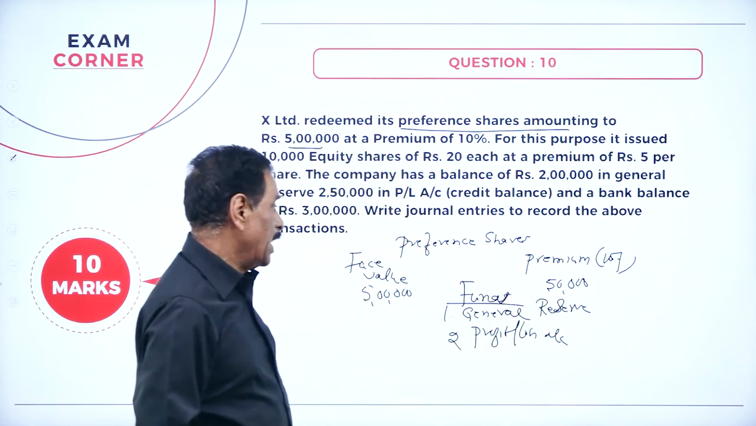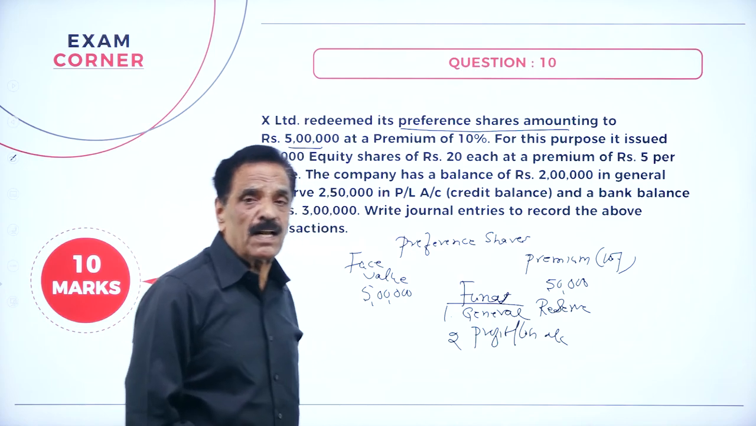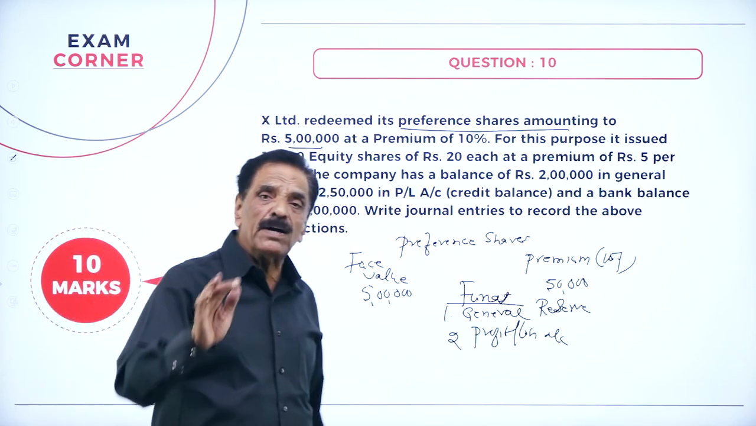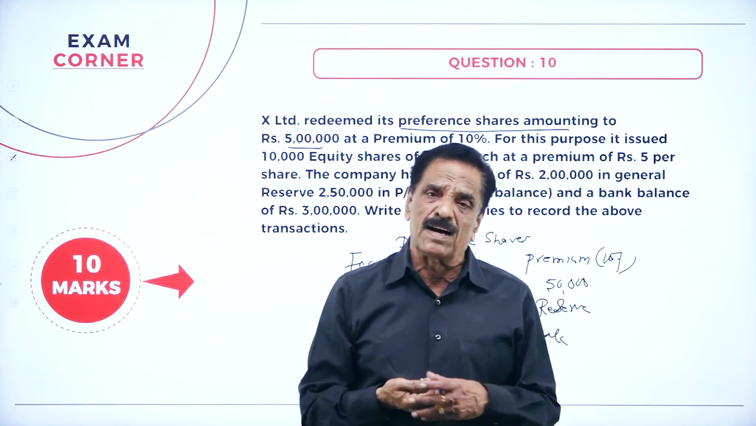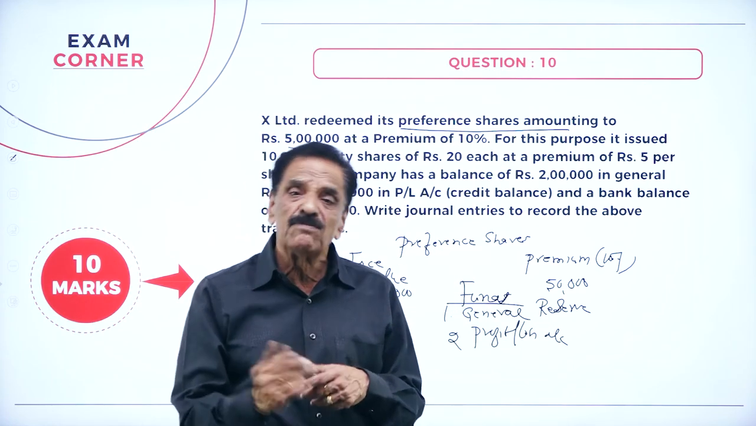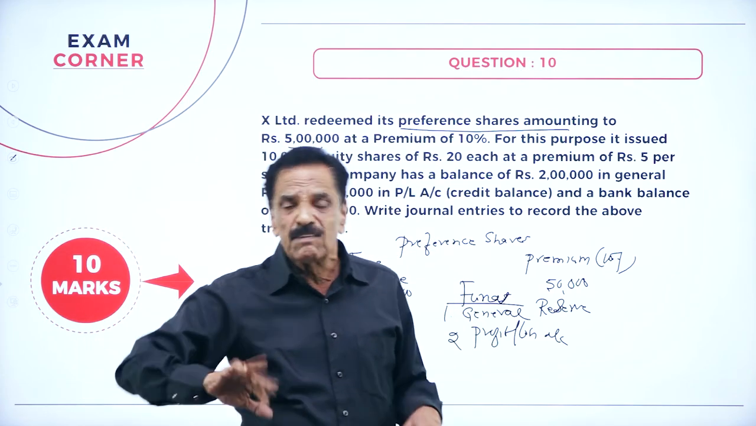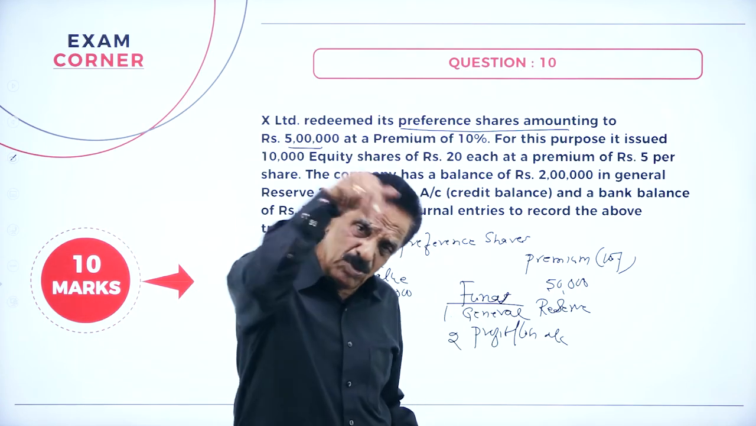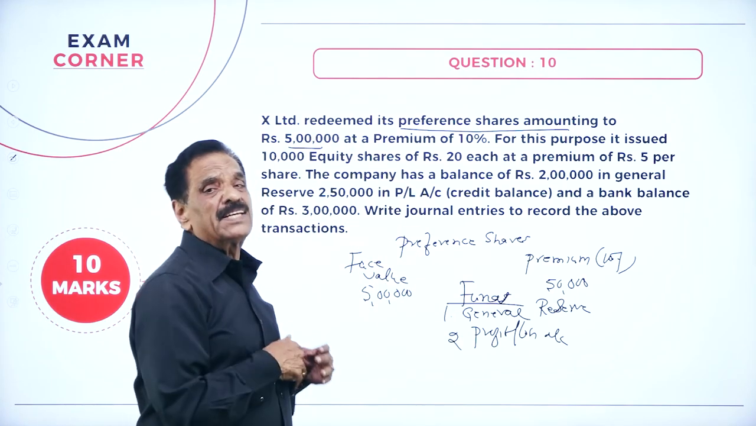5,50,000. The funds of the company, general reserve and profit and loss account, have been utilized. What is the point to bear in mind in the exam now? First, if you create the CRR, then issue the share. Create the CRR, if the CRR is created, issue the share. In this problem, we have issued the share. For the balance, you create the CRR.